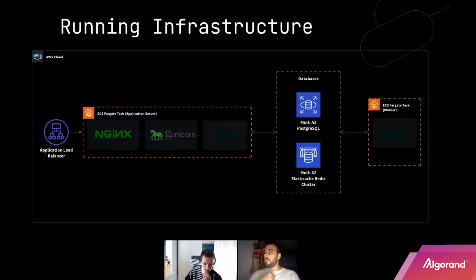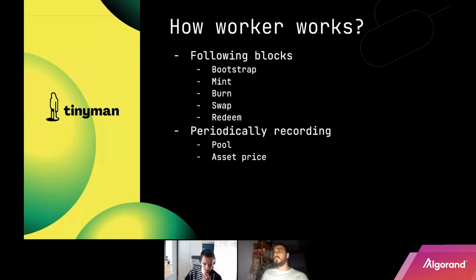Also in the background, we have a worker, as in the previous slide, and it mostly makes writes to the database. Our application servers mostly deal with the reads of the database. So how does our worker work? Actually, the worker has two main responsibilities. The first one is following new blocks.